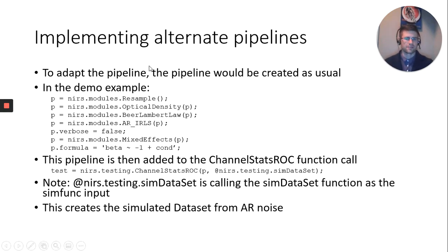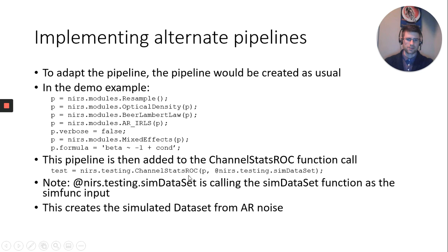So here you have basically the same pipeline, but of course you can change it how you wish. You resample, you go to optical density, you do Beer-Lambert law, you perform the autoregressive IRLS, and ignore the verbose thing. It has to do with the little grid showing you how much is done. And then you do a mixed effects model here. So now everything's saved in this P variable.